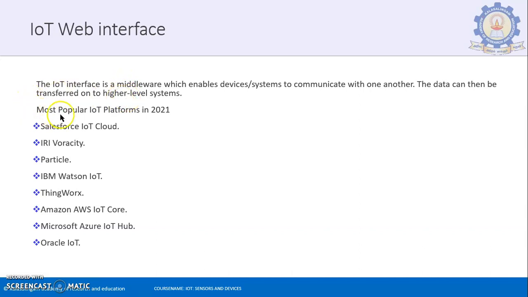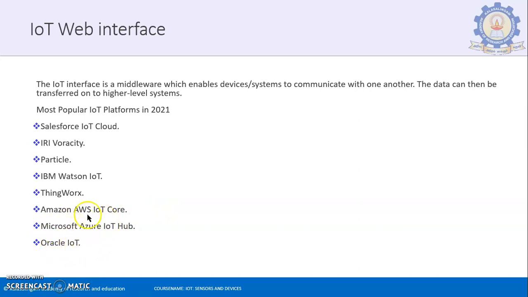So the most popular IoT platforms used in 2021, these are a few of the IoT platforms that have been used in the year 2021. One is the Salesforce IoT Cloud. Next one is the IRI or SD. Next one is Particle. Then next one is IBM Watson IoT. Then next is ThingWorx. Next one is Amazon AWS IoT Core. Next one is Microsoft Azure IoT Hub, and the next one is Oracle IoT.